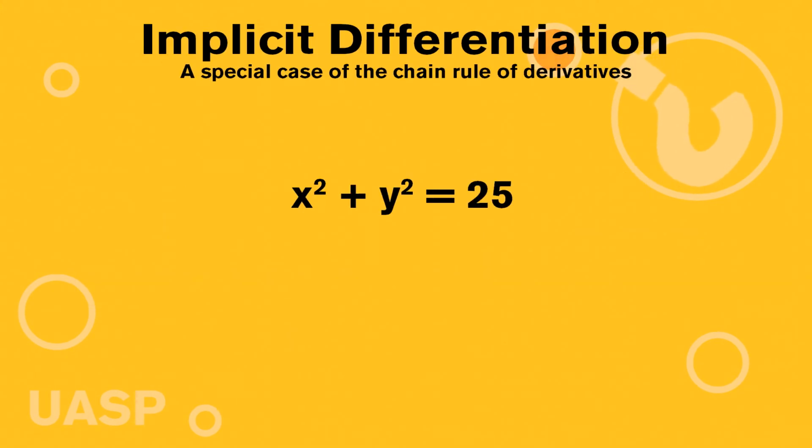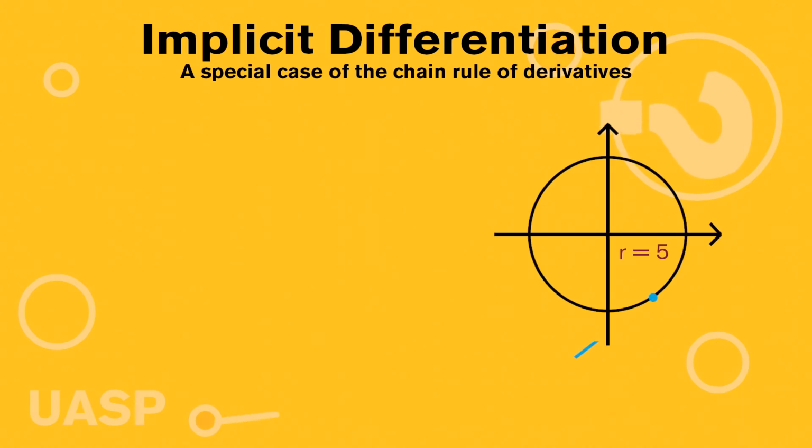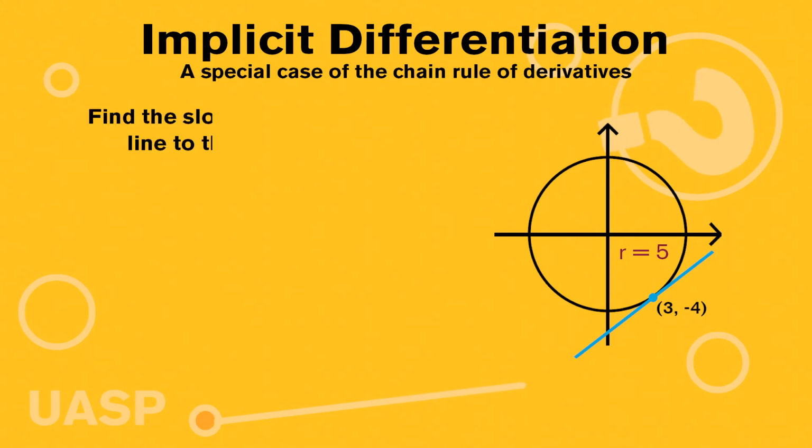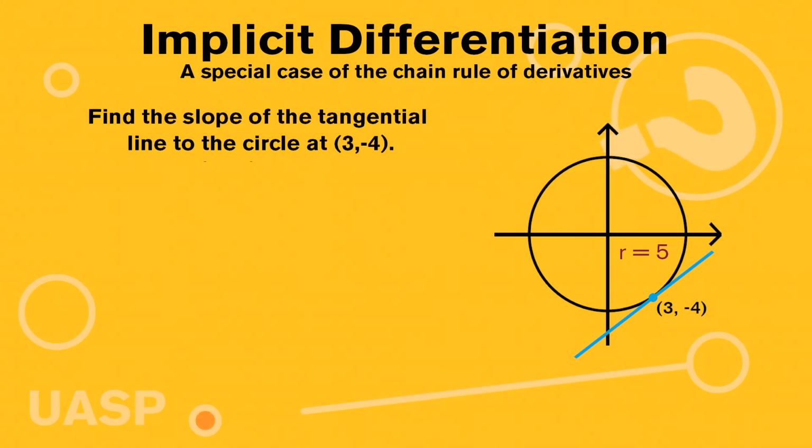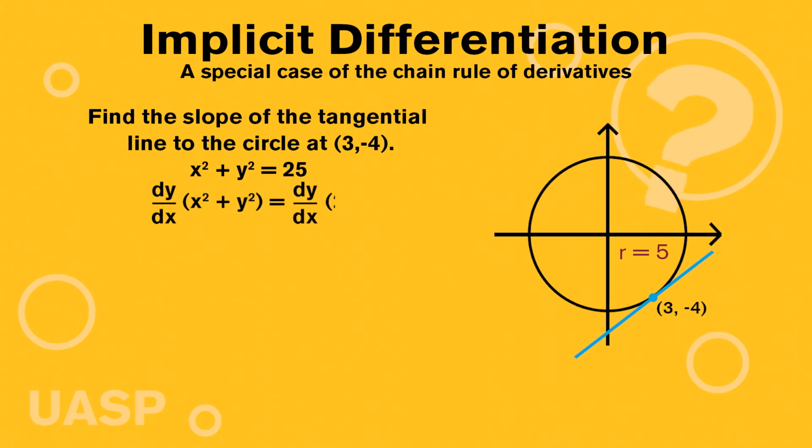The equation x squared plus y squared equals 25 describes a circle centered on 0, 0 with a radius of 5 units. Say you were asked to find the slope of the line tangential to the circle based on the equation at 3, -4. We would differentiate with respect to x, which is what the d over dx means, on both sides of the equation.